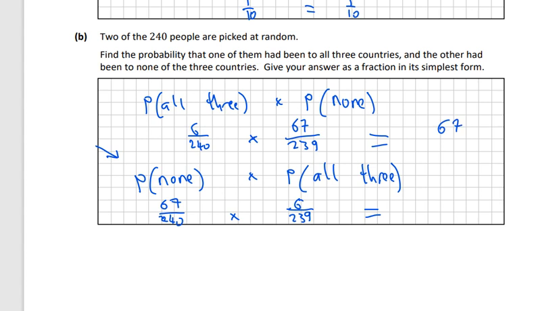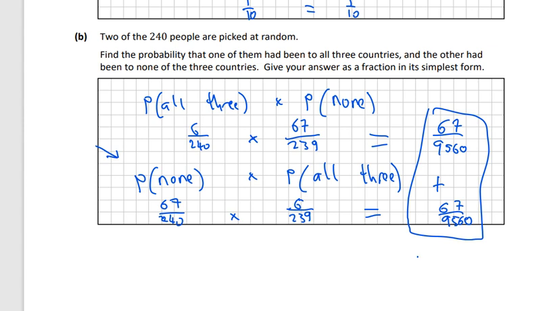That's 67 over 9560. And we'll get the same here, 67 over 9560. And we're just adding them two things together. Gives us 67 over 4780.